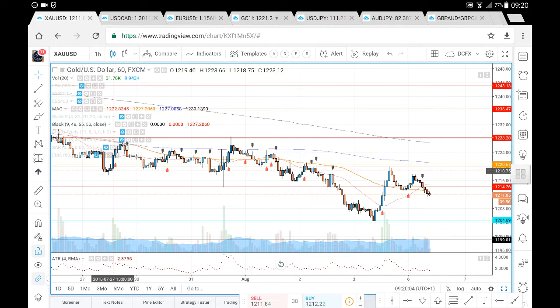So this is the XAUUSD analysis for Monday the 6th of August. Now let's just have a look at prices, where prices may likely go.